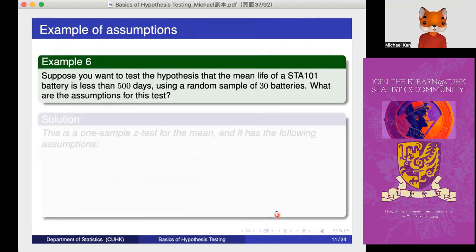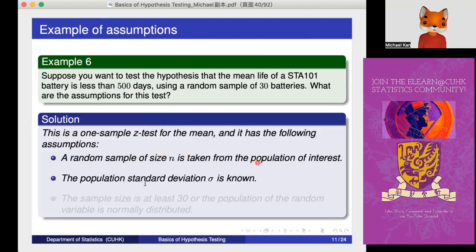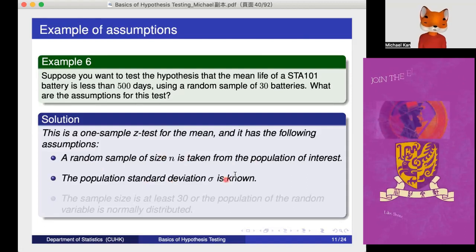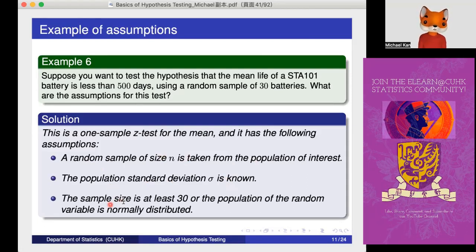Next, let's use the same example again to see what our common assumptions are. This one is actually a single sample z-test. It's about testing the average value. Then we will have the following assumptions. The first one is that we have a large random sample from the population of interest. Then the most important thing is that the population standard deviation sigma is known, so that the z-test can be used. And then we have to make sure that the sample size is at least 30, or that the random variable itself is normally distributed.